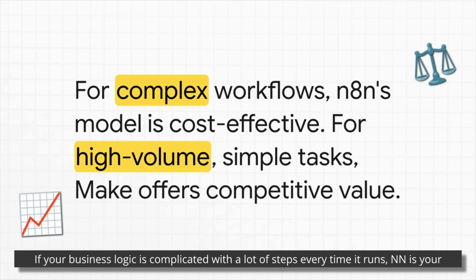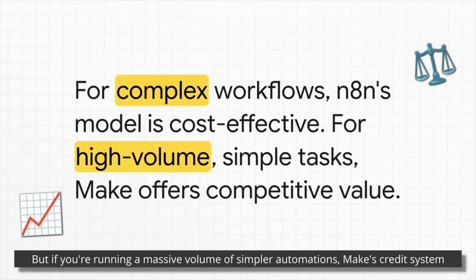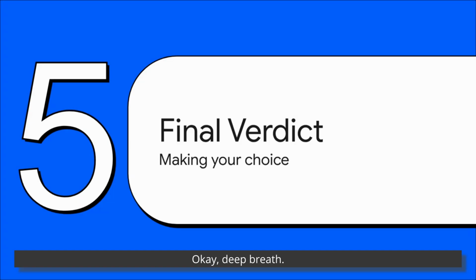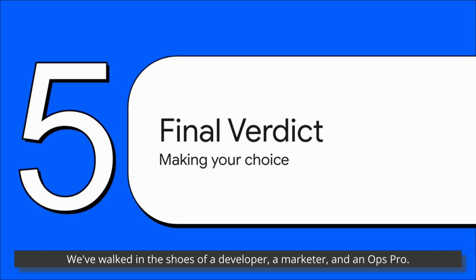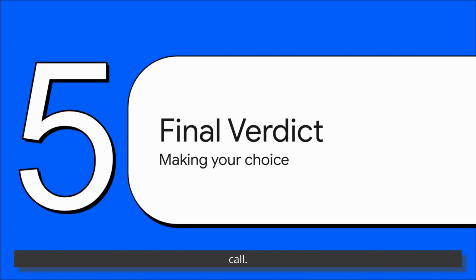If your business logic is complicated with a lot of steps every time it runs, n8n is your pick for cost efficiency, hands down. But if you're running a massive volume of simpler automations, Make's credit system is actually really competitive and a great choice. Okay, deep breath. We've met the players. We've walked in the shoes of a developer, a marketer, and an Ops Pro. Now let's bring it all home and give you a super simple framework for making that final call.